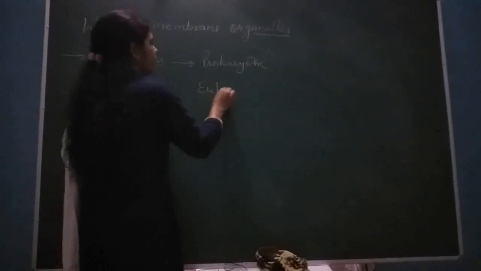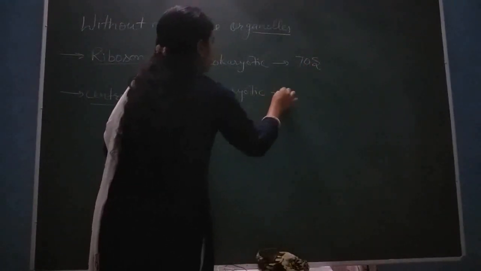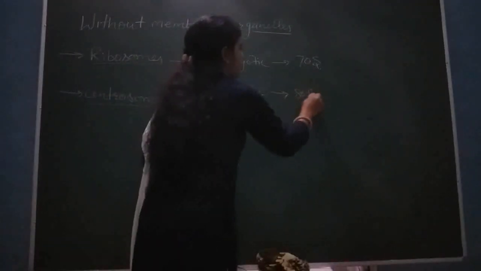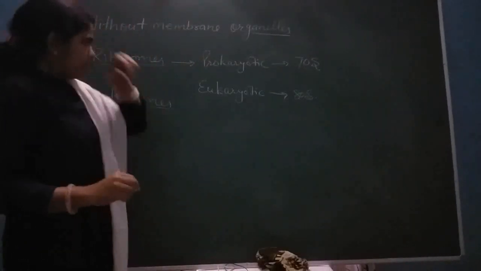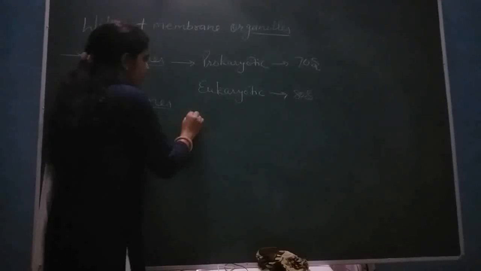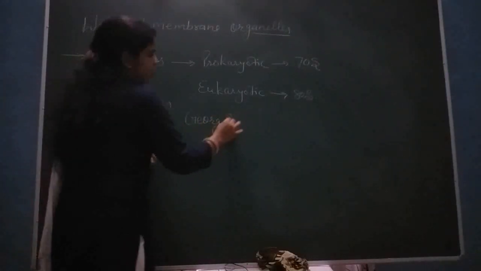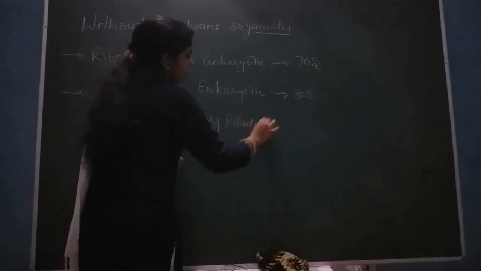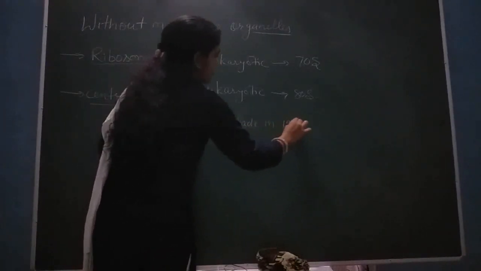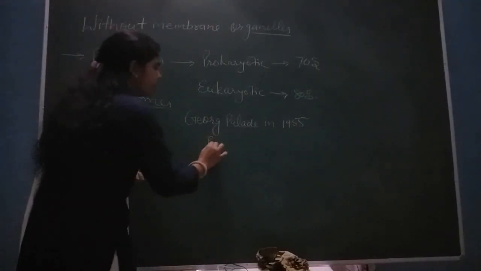In a prokaryotic cell, these are 70S type of ribosomes, and in a eukaryotic cell, 80S type of ribosomes are present. These ribosomes were discovered by George Palade in 1955. So these are also called Palade bodies.